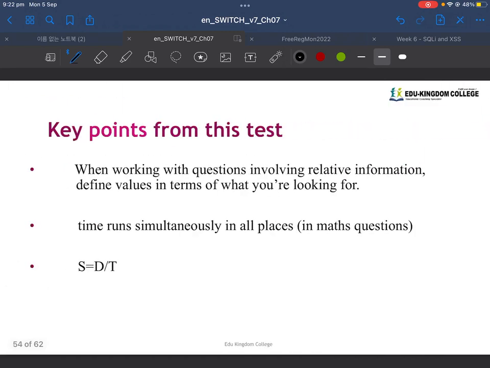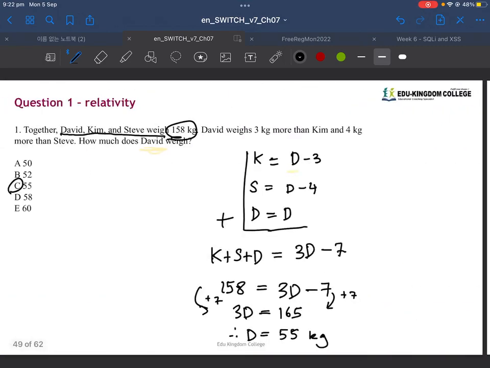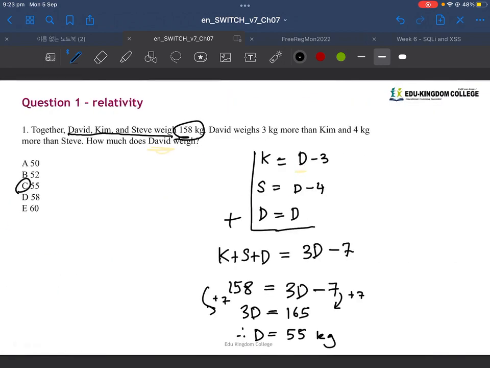Excellent. Now, let's move on to the key points from this test. Point number 1. When working with questions involving relative information, define values in terms of what you're looking for. What do I mean by that? This I draw from the very first question we did. David, Kim, and Steve.